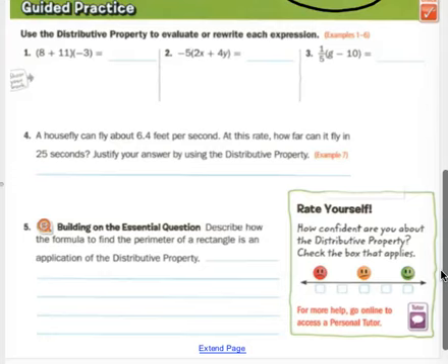Use the distributive property. And then number 5, describe how the formula to find the perimeter of a rectangle is an application of the distributive property. So remember, the perimeter would be all the sides added up, or length plus width plus width. So think about that. We'll talk about it tomorrow.